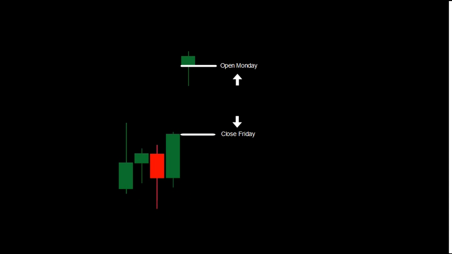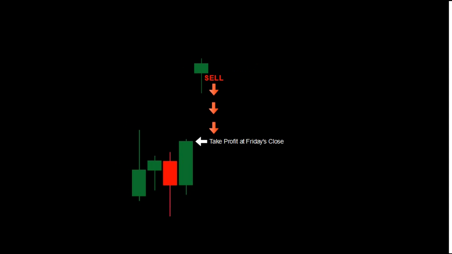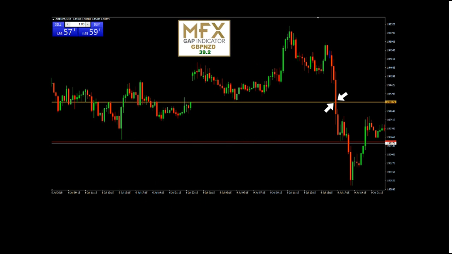The market closes Friday. The market opens Monday. Now we can see that the market opens above Friday's close. We measure the distance between the close price of Friday and the open price Monday morning. Using the indicator, we'll do this calculation for you, and we always trade back to Friday's close and we place our take profit at and on Friday's close. We can see several hours later that the gap has been filled and our take profit has been hit.